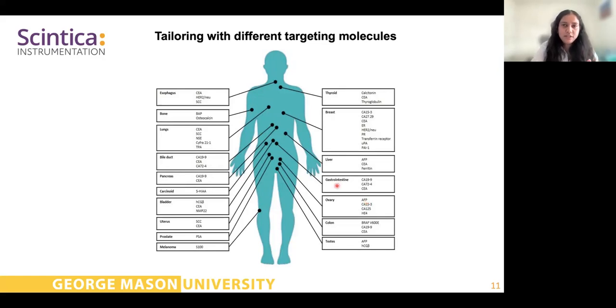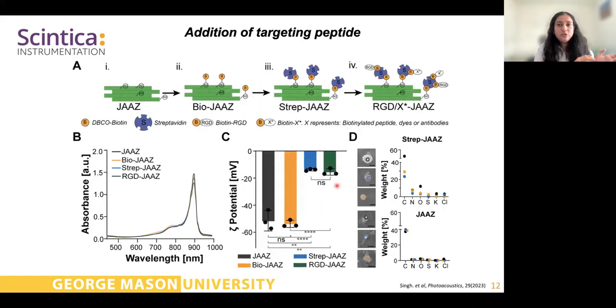So just to go back to our JAS particles, I mentioned that they have these N3 or azide groups present. And these azide groups can be functionalized with DBCO biotin groups.